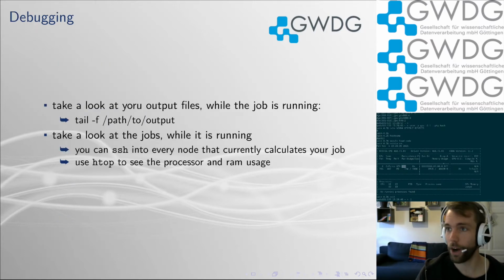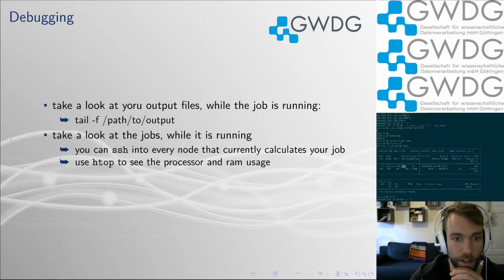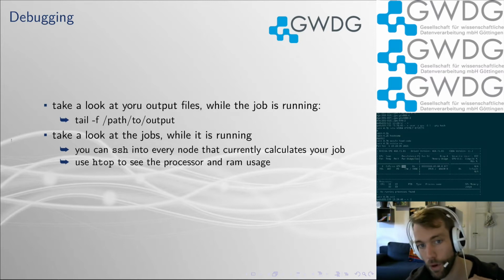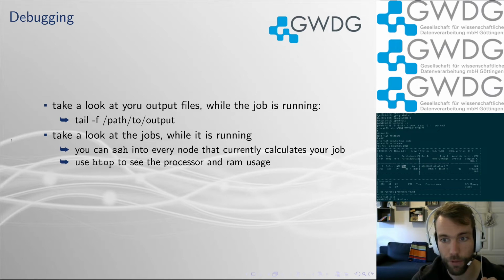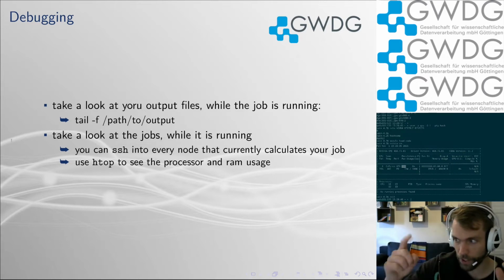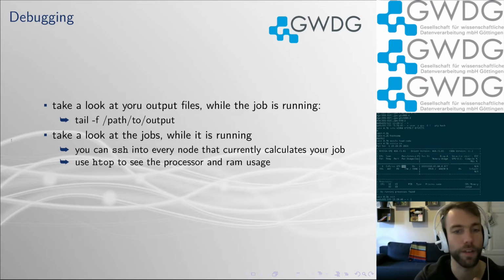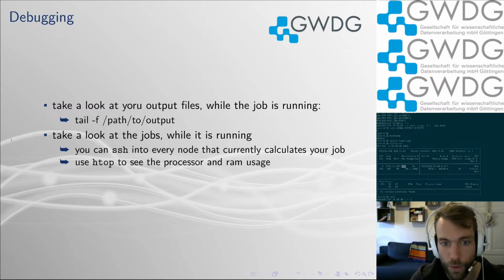Now a few words on debugging. If you feel like there's something wrong with your job, you can take a look at your output files while the job is running. You can do, for example, tail -f and the path to your output file, and then it will print on the screen what is written to that file. So you can actually see your job happening while it is happening.